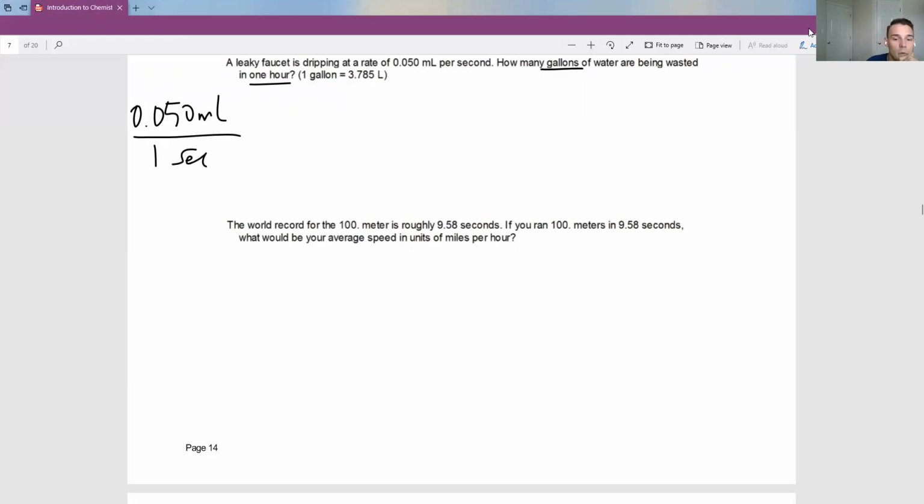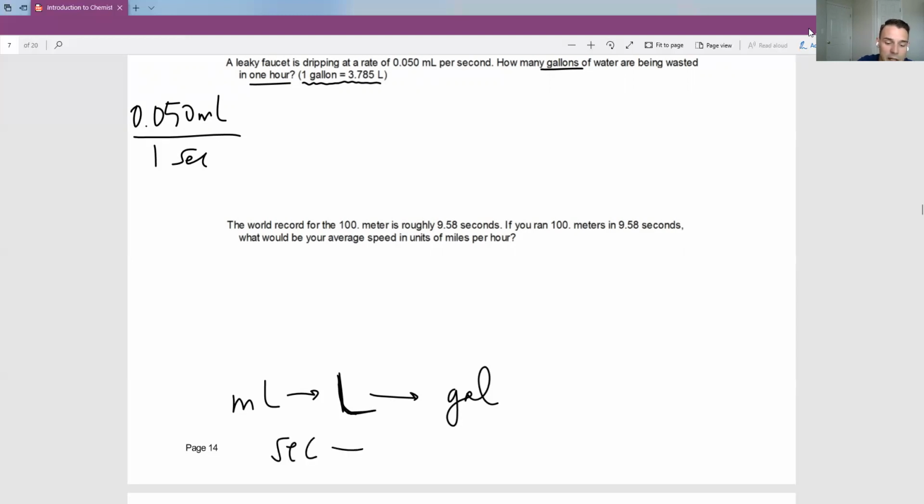Okay, so if we think about planning this out, we have milliliters, we want gallons. Think about, do you know how many milliliters are in a gallon? No, but you have a clue here. Any conversions that you're not expected to know will be given to you. I would not expect that you know how many liters are in a gallon, but that is going to be our bridge to get from milliliters to gallons. We're going to go from milliliters to liters to gallons.